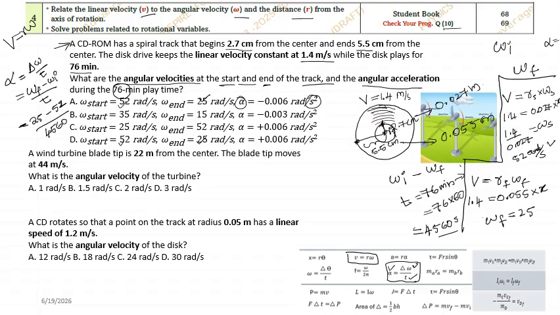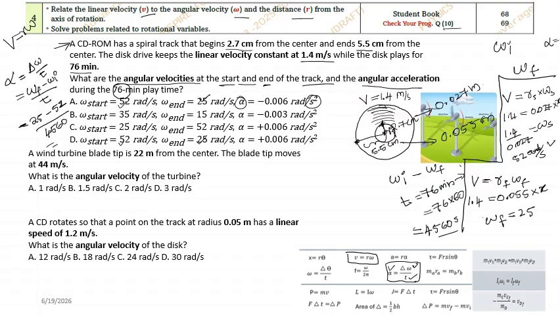So what will be the correct answer? It will be 25 minus 52, that is minus 27, divided by 4560. So finally the answer will be 0.0059.